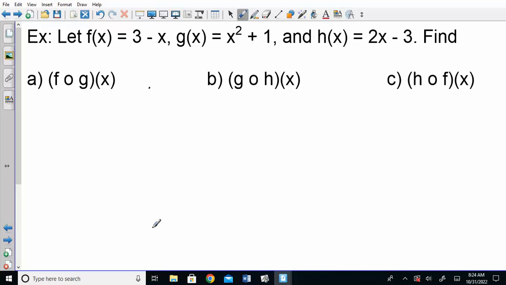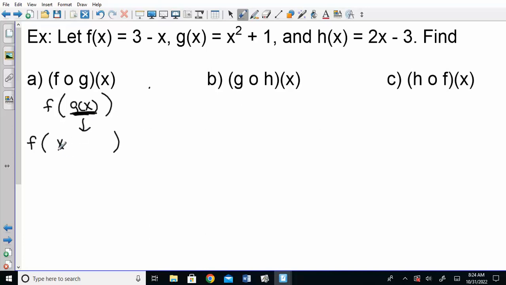I left it with an x. I did not give you a number. So that means you're not getting a number for your answer, you're getting an expression. So if you're not comfortable with this notation, you can change it to parentheses. So when I look at this, we have to start with g of x. Okay, I'm not plugging a number into g. So what is g of x?